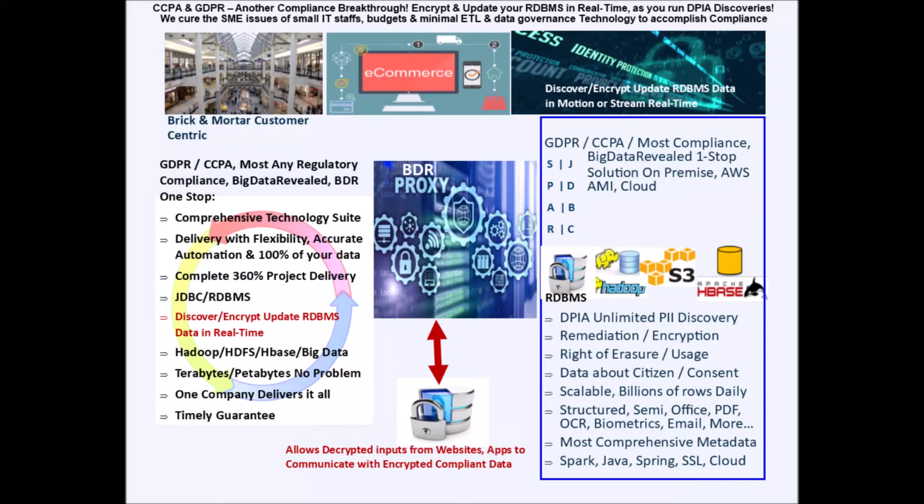This video validates the October 1st, 2019 article, CCPA and GDPR, another compliance breakthrough. Encrypt and update your RDBMS in real time as you run DPIA discoveries. We'll be showing the direct discovery for emails and, when found, their immediate encryption and update back to their originating file, column, and row. This is shown for MySQL and for Oracle.